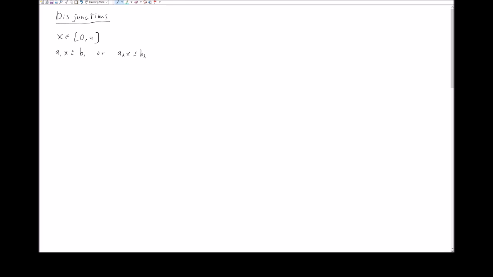constraints. So let's suppose we have some variable x, and x is going to be some real number between 0 and some upper bound u. U is for upper bound. And we'd like x to satisfy either one or another constraint. The first constraint is a1x is less than or equal to b1. The second constraint is that a2x is less than or equal to b2.